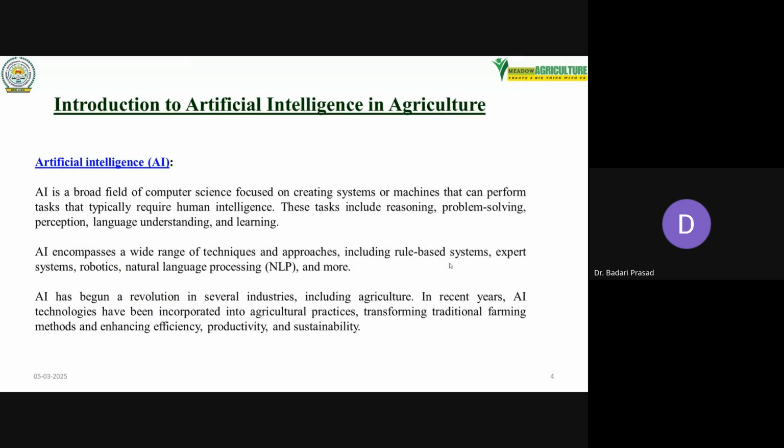So let's come to our topic. What is artificial intelligence? It is a very broad field of computer science focused on creating systems or machines that can perform tasks that typically require human intelligence. These tasks include reasoning, problem solving, perception, language understanding, and learning. We should be well aware at this stage.